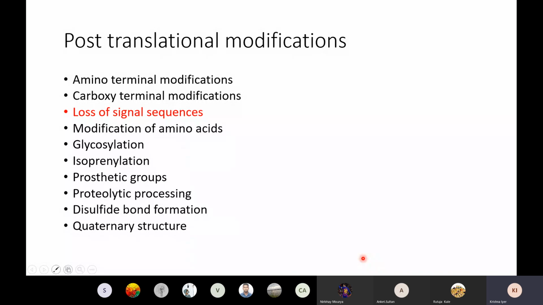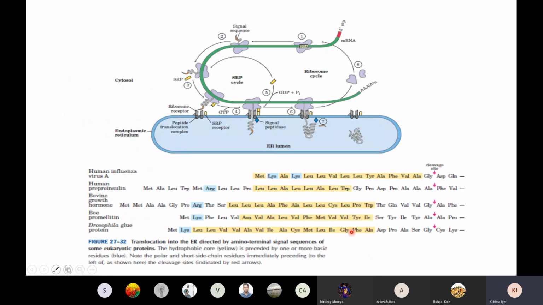Loss of signal sequences is very, very common, as I said, and these are signal sequences from different proteins which are actually removed. This is a very common phenomenon where certain sequences are read by the trafficking system in your cell. Protein trafficking means the system which reads the signal sequences and directs proteins to different places.